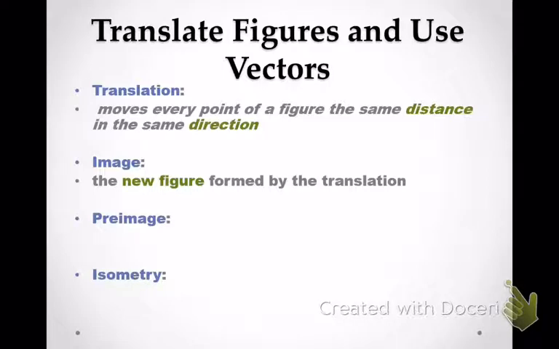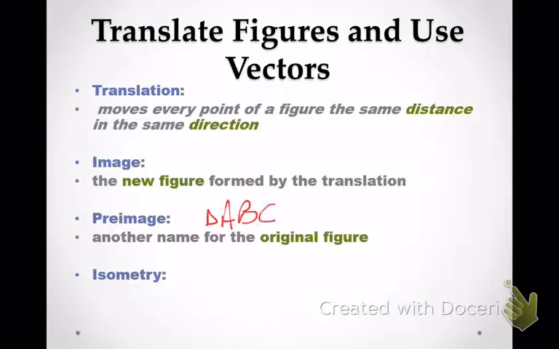Okay, we need to be able to differentiate between our original shape and our new shape, our original figure and our new figure. The image is the new figure. The pre-image is the original figure. And whatever we name the pre-image, if it's a triangle, say triangle ABC, then the way we name the image is we use primes. We use the same letters, but we put apostrophes after them. And we read it as A prime, B prime, C prime. And it'll help us recognize which one is the image, which one is the pre-image.